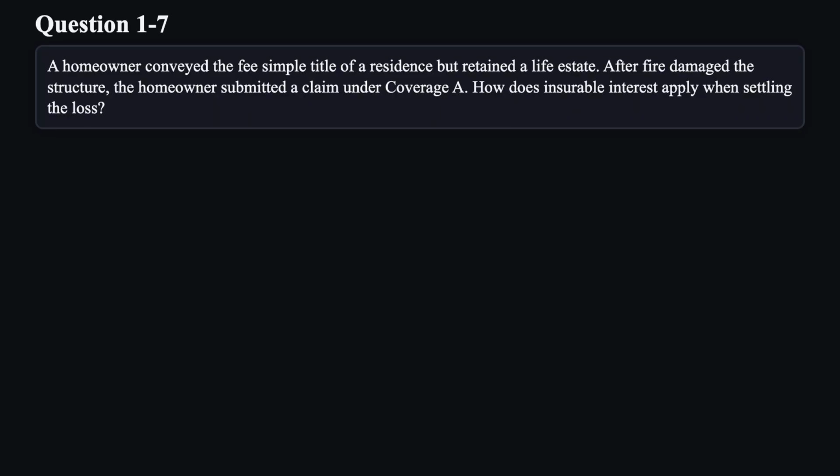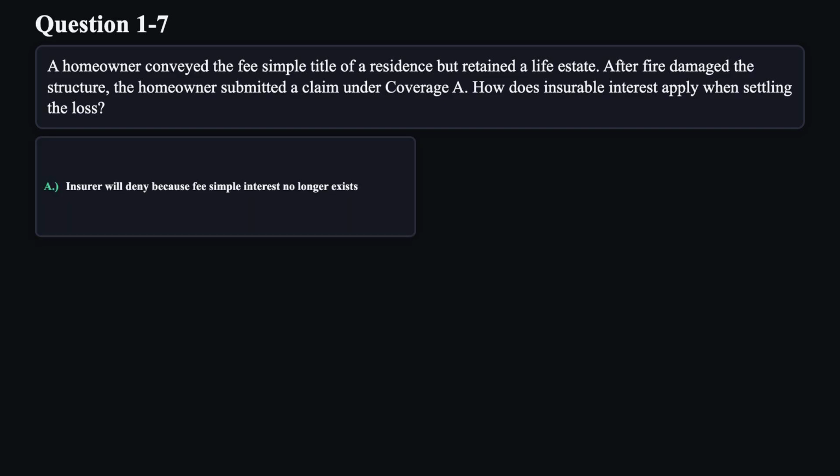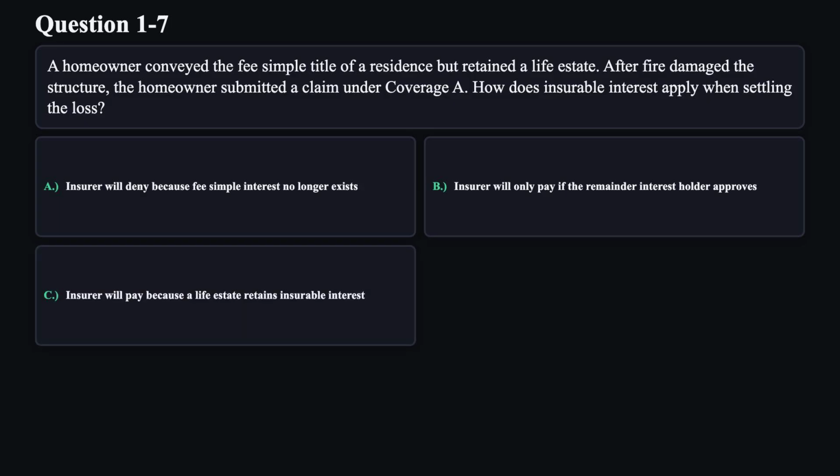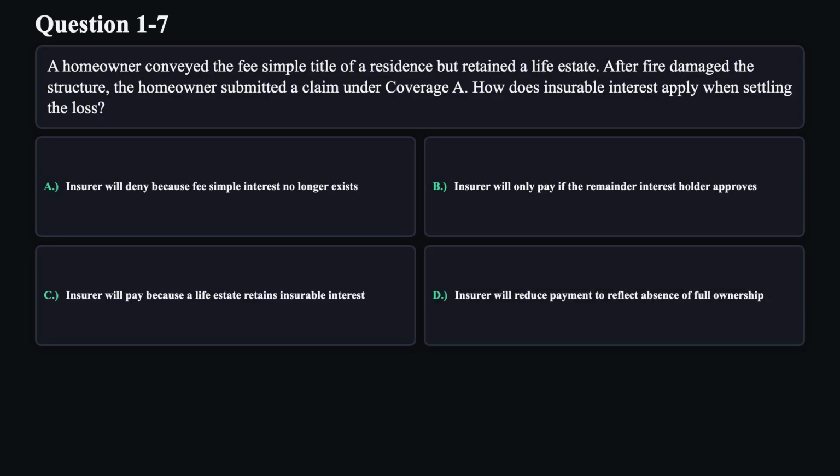Question 7. A homeowner conveyed the fee simple title of a residence but retained a life estate. After fire damaged the structure, the homeowner submitted a claim under Coverage A. How does insurable interest apply when settling the loss? A. Insurer will deny because fee simple interest no longer exists. B. Insurer will only pay if the remainder interest holder approves. C. Insurer will pay because a life estate retains insurable interest. D. Insurer will reduce payment to reflect absence of full ownership.